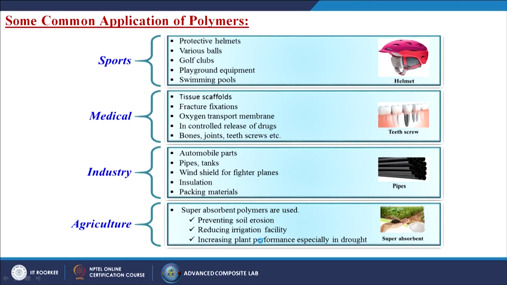Now, we are going to give some common applications of polymers. Generally, for sports we use them for helmets and balls. In medicine we use tissue scaffolds, bones, joints, and nowadays orthopedic implants. In industry we use them for automobile parts, insulation and packing materials. In agriculture we use them for preventing soil erosion and reducing irrigation needs, and these are only a few. There are a great number of applications where we use polymers.